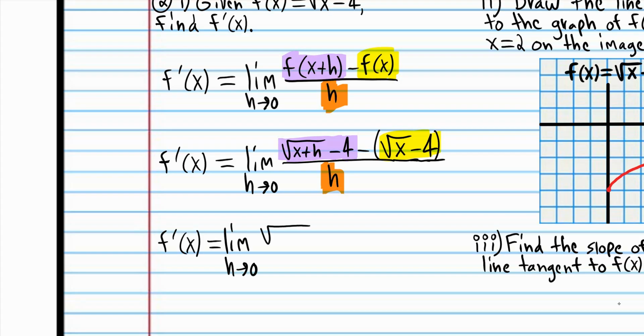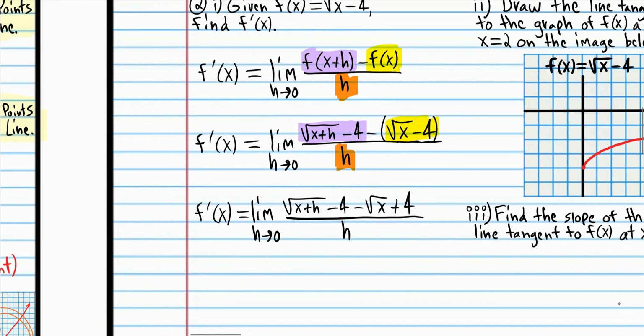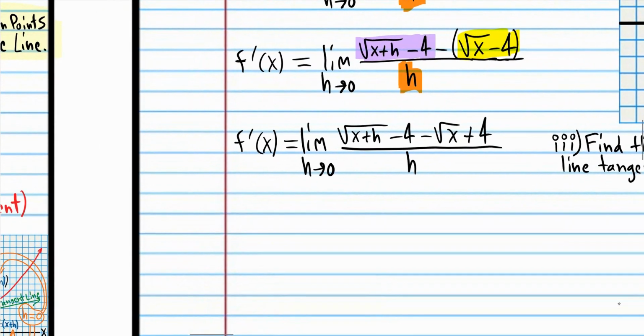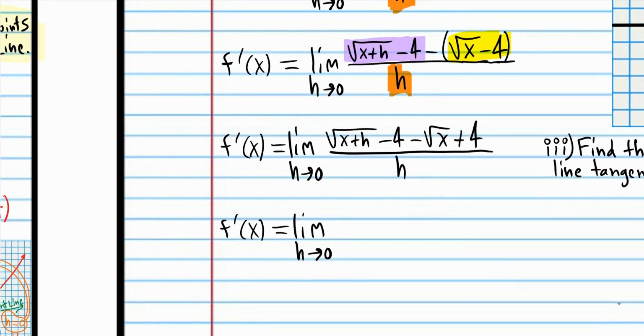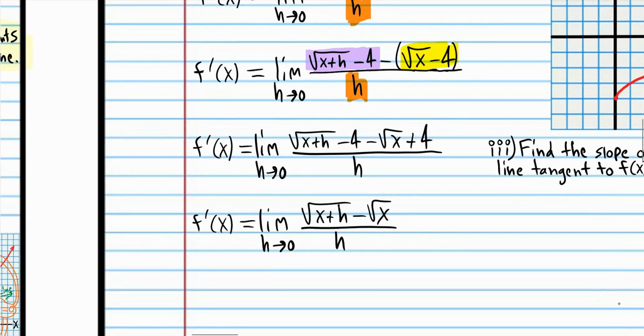First of all, let's get rid of those parentheses. So we have negative root x plus 4. And notice that these 4's cancel out. We have a negative 4 and a positive 4. So again, we're looking for the derivative of the function, which gives us the instantaneous rate of change of the function. So we're left with root x plus h minus root x all over h as h approaches 0.